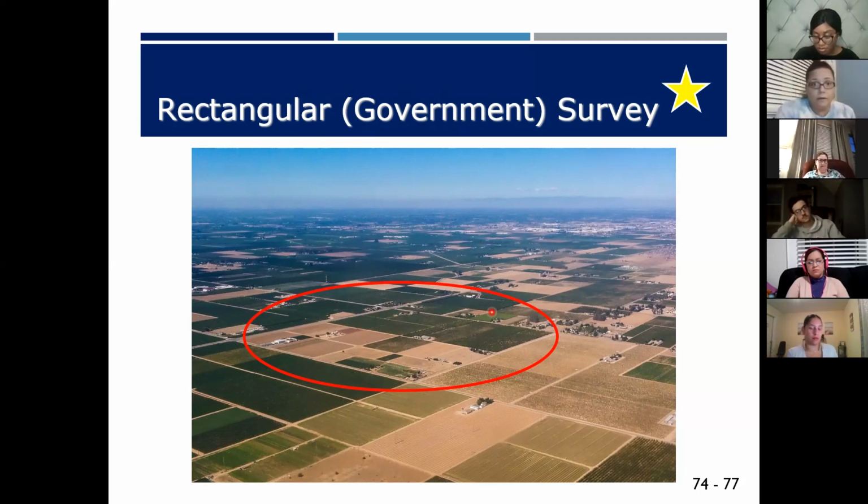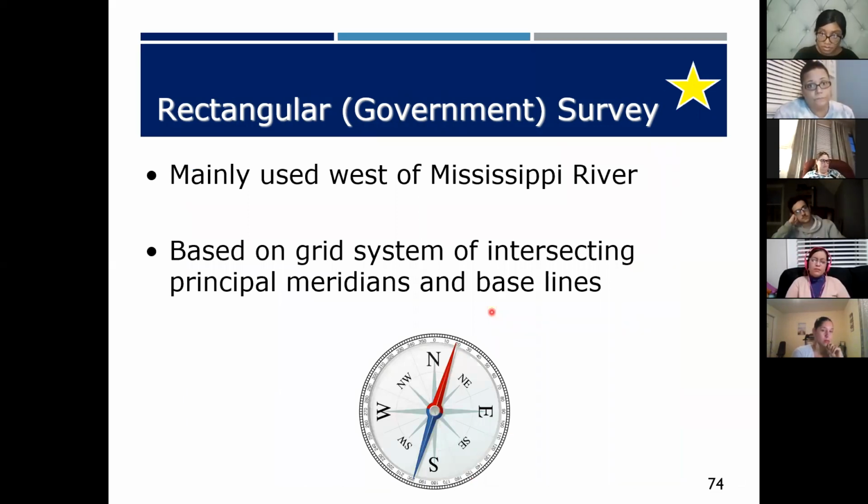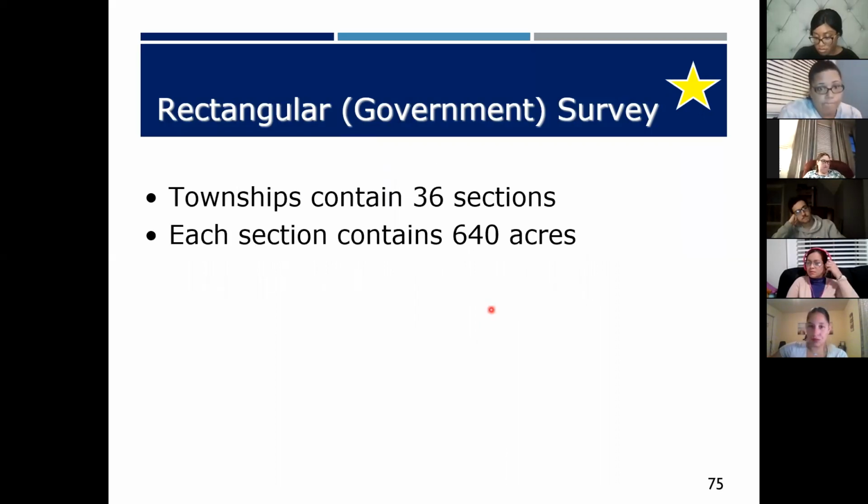So the rectangular survey out west is a grid system. And it's a grid system of intersecting lines, principal meridians and baselines. Your meridians are your north-south lines, baselines are your east-west lines. Just think of putting a grid over a map, and you have your rectangular survey system. It's a grid system. The rectangular government survey system uses townships and sections. Every township has 36 sections. Each section has 640 acres. Townships have 36 sections. Each section in a township has 640 acres.